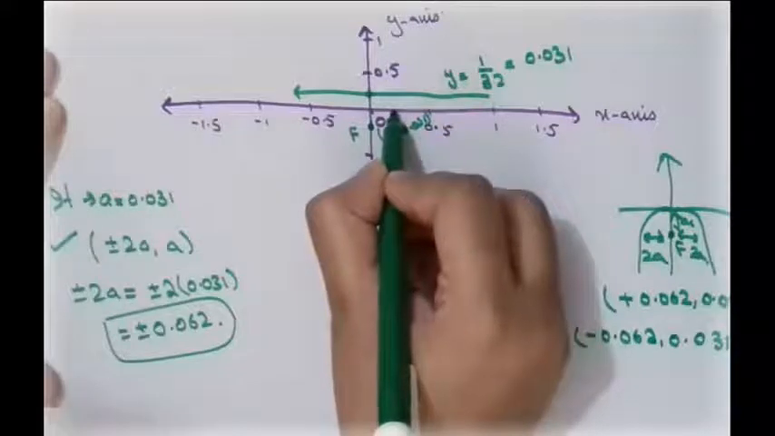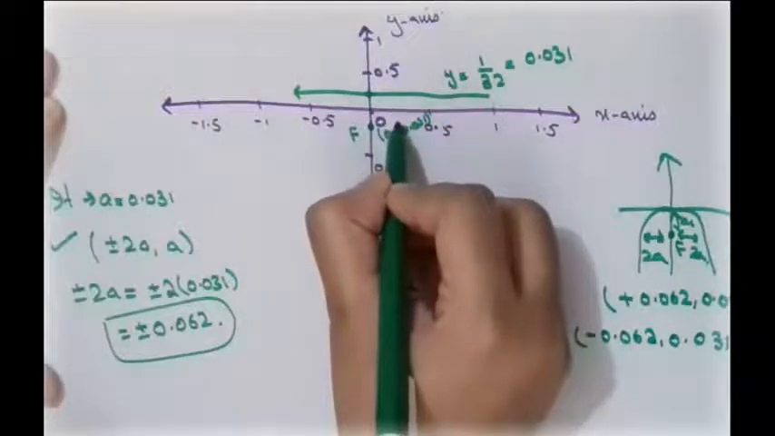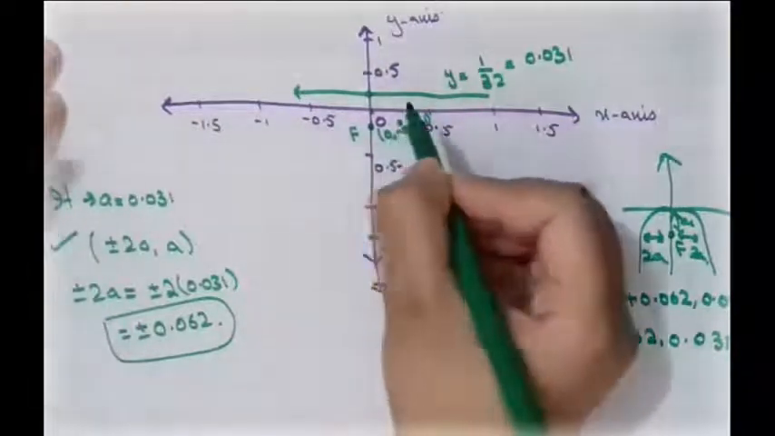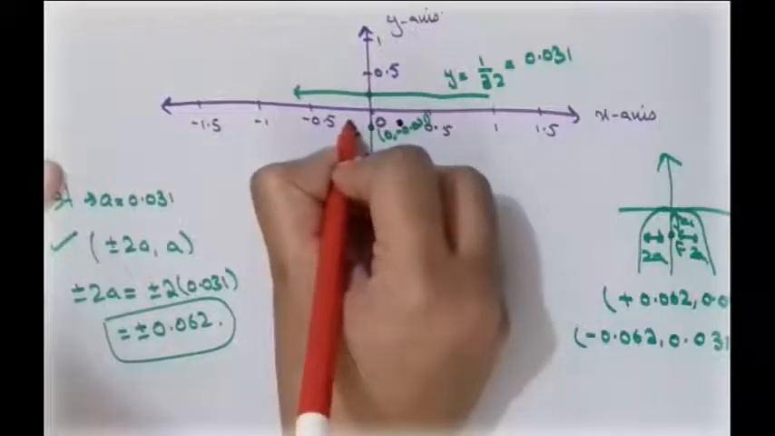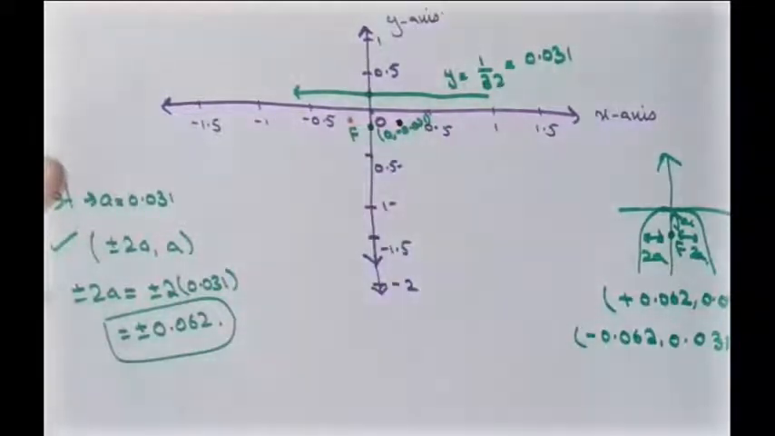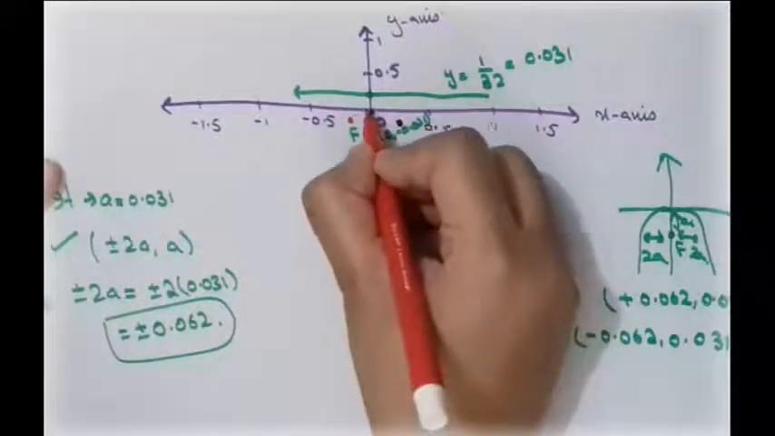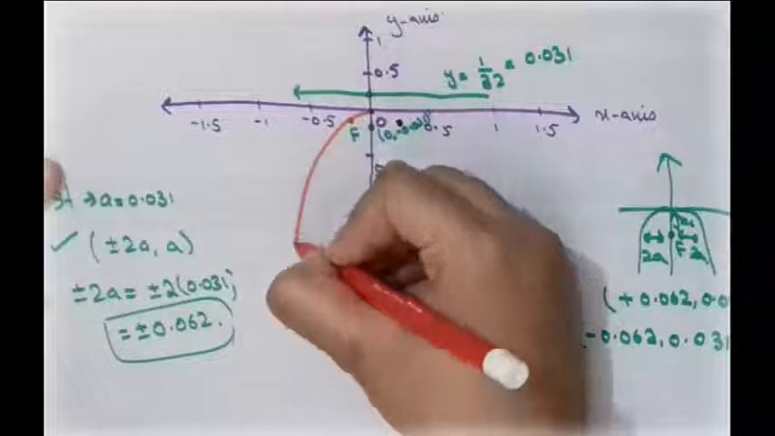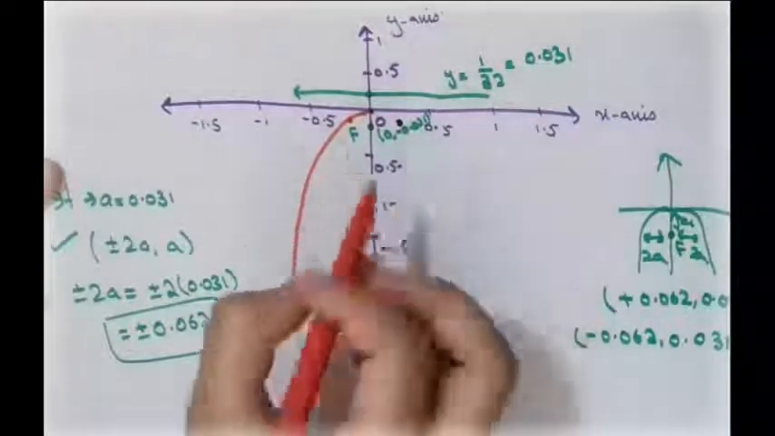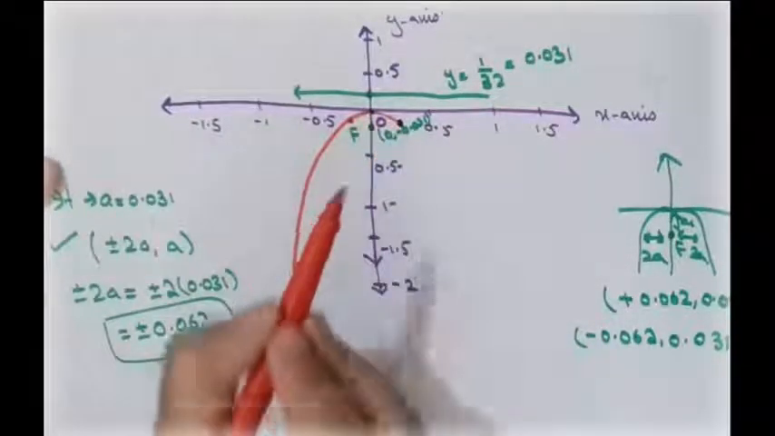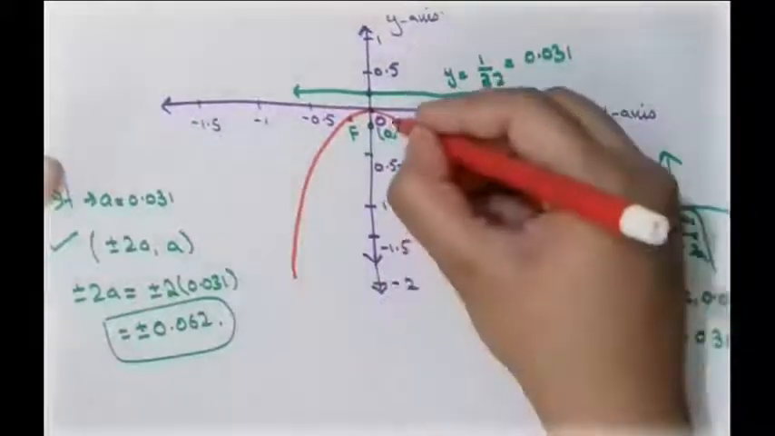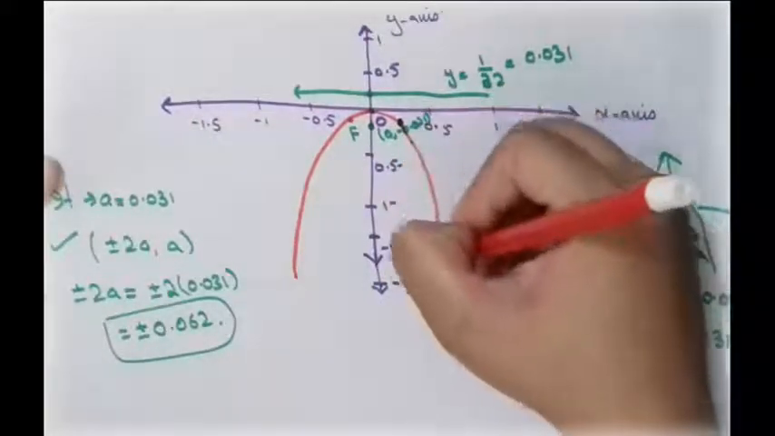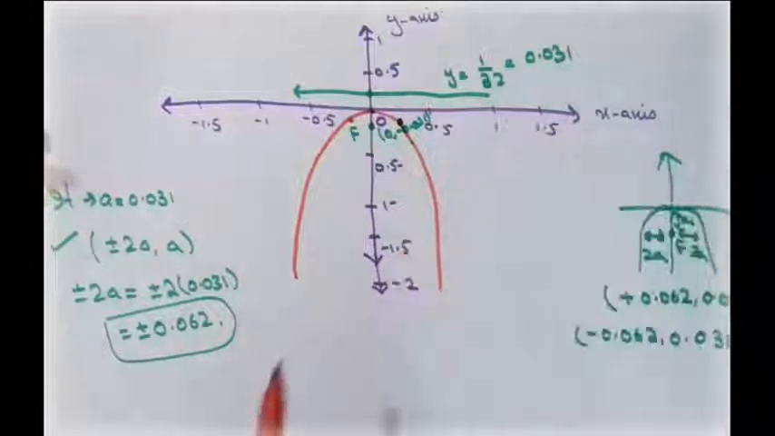0.062 is here, and on the y-axis the point is here, and here is also a point. So we find these 2 points, and if we draw a parabola through them, we get this shape. This way, using these 2 points, we plot a parabola.